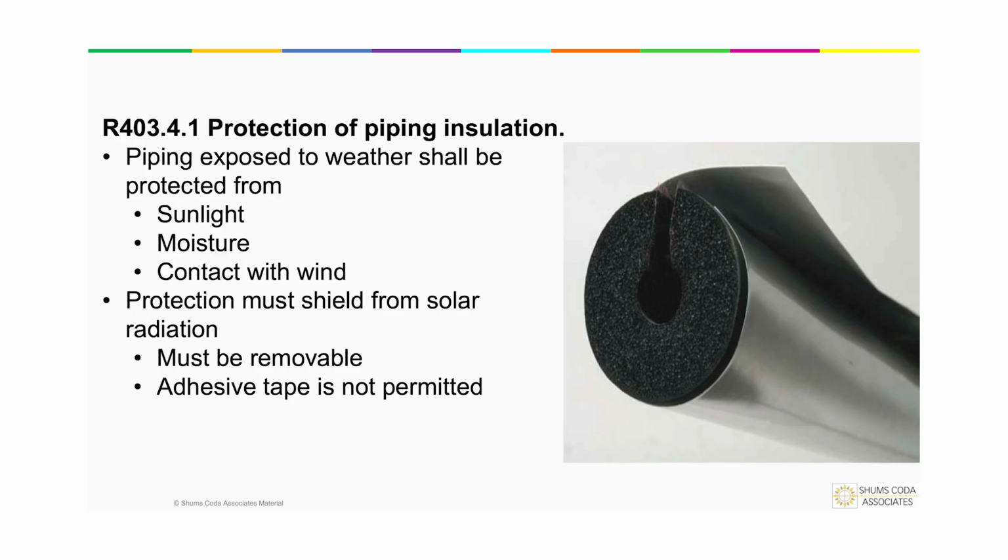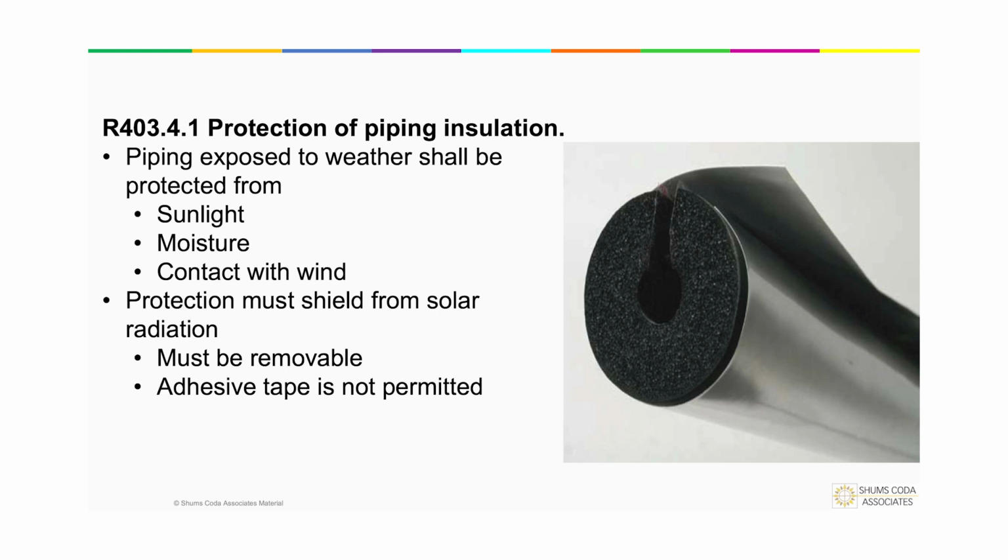So, if you have piping insulation and it happens to be exposed to the weather, we have to ensure that it's protected from sunlight, moisture, wind, the typical things we have to pay attention to. But whatever we use has to be shielded from solar radiation, and it has to be removable. You cannot use adhesive tape as your insulation covering for your piping. And in later codes, it'll actually say and paint, because paint is getting used for it.